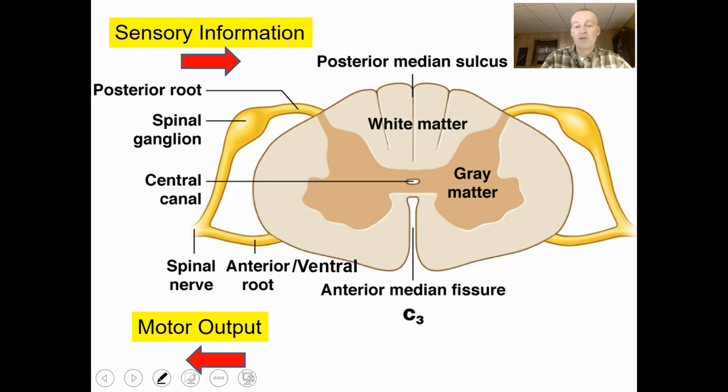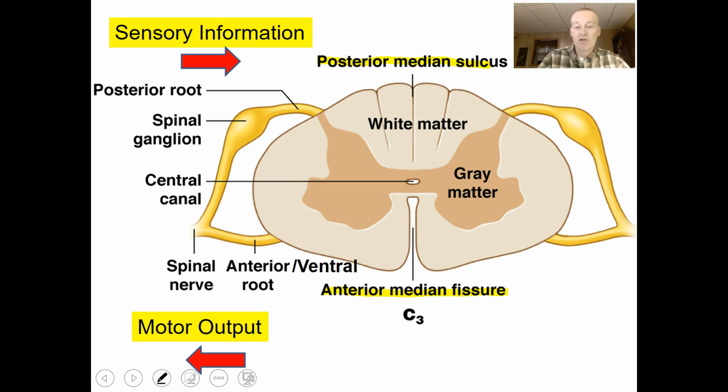A couple of landmarks. You always want to know what the posterior and the anterior regions are. Up here you have the posterior median sulcus. It's a little groove on the posterior, back side of the spinal cord. And in the front you have the anterior median fissure. The anterior median fissure is a deeper groove, that's why we call it a fissure. It's a deeper groove through the spinal cord in the anterior region.